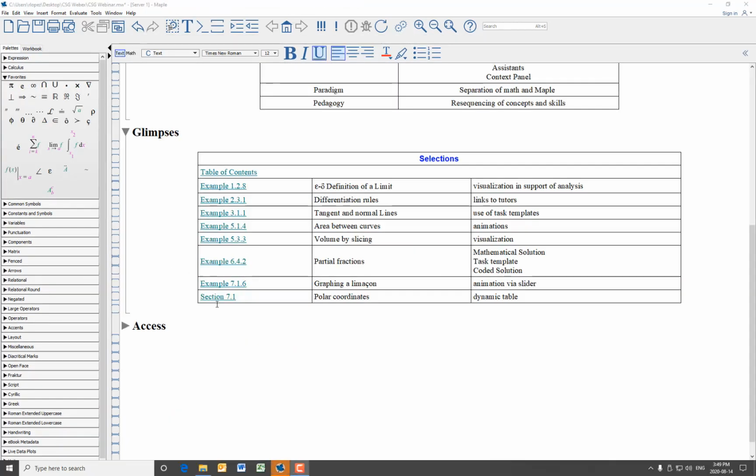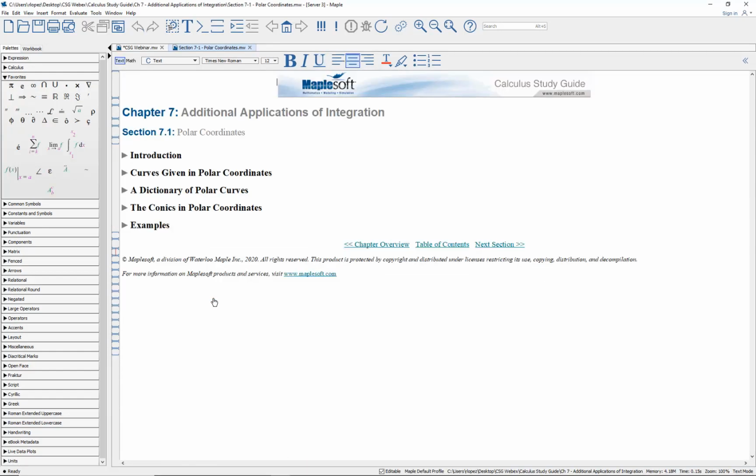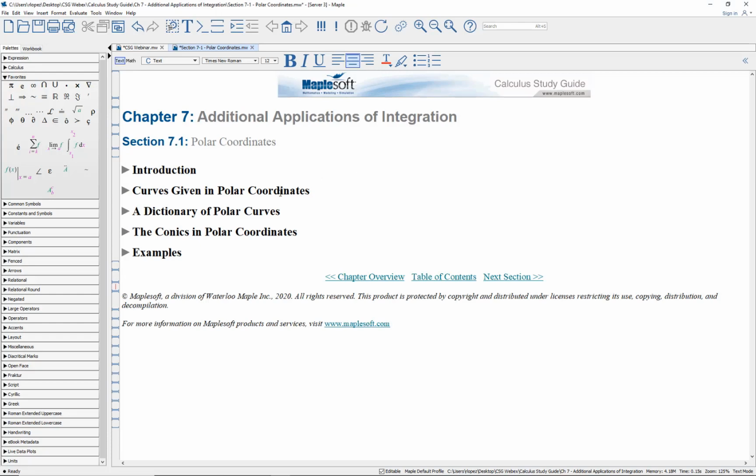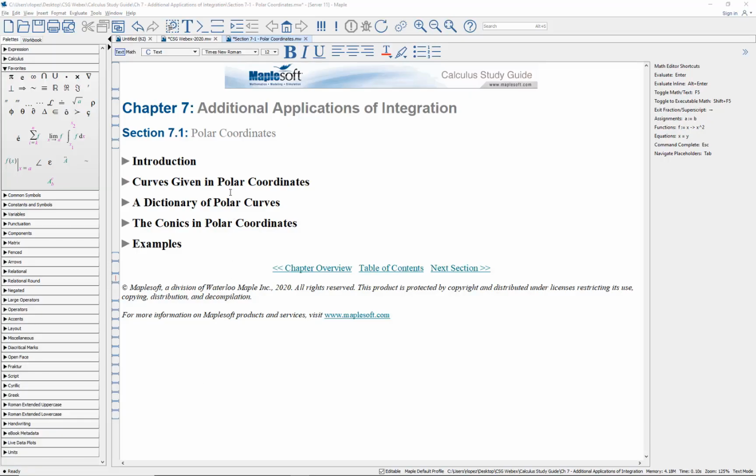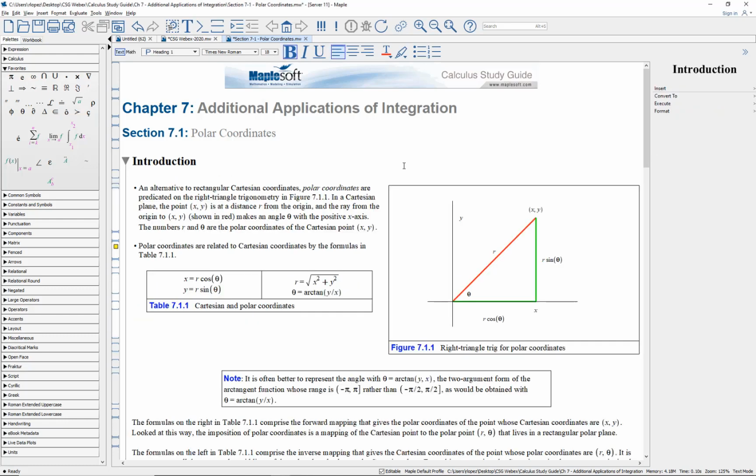I'd like to take a look at least one section. I've picked this one, the section on polar coordinates. So this is what it would be like. Down here are the examples, and up here are the summaries of the information pertinent to this topic. So remember, the sections summarize information that's contained in a calculus book and add a little bit where Maple can do more than just the book.